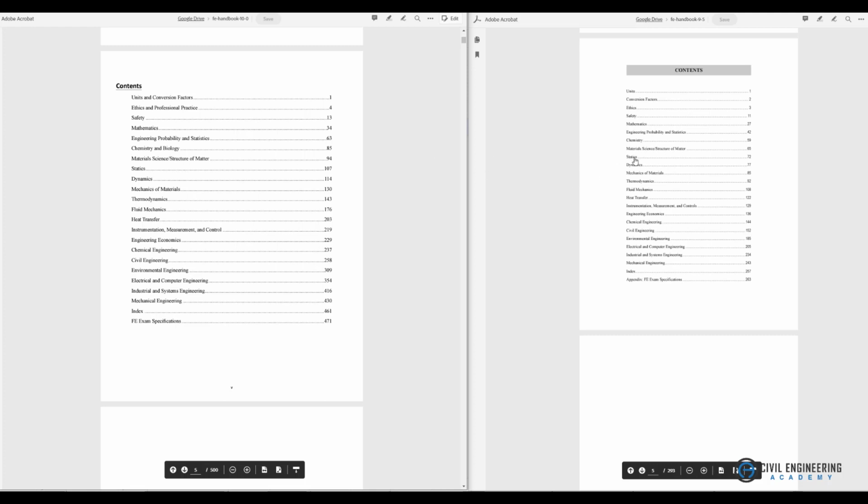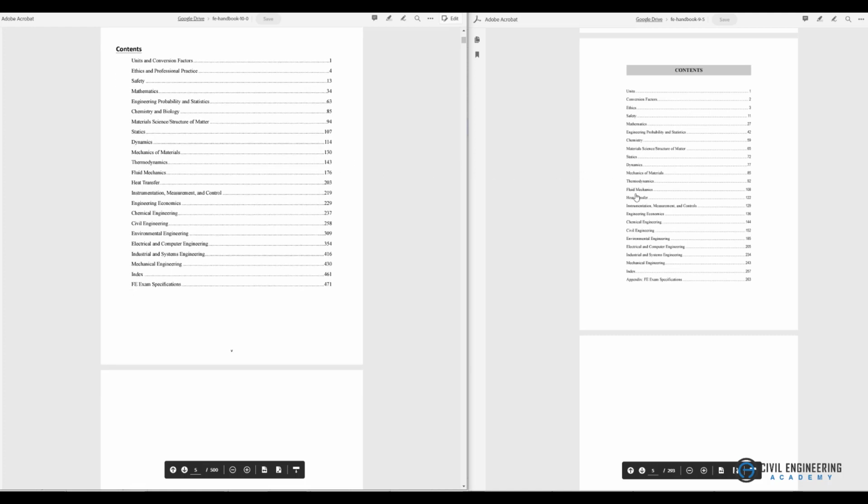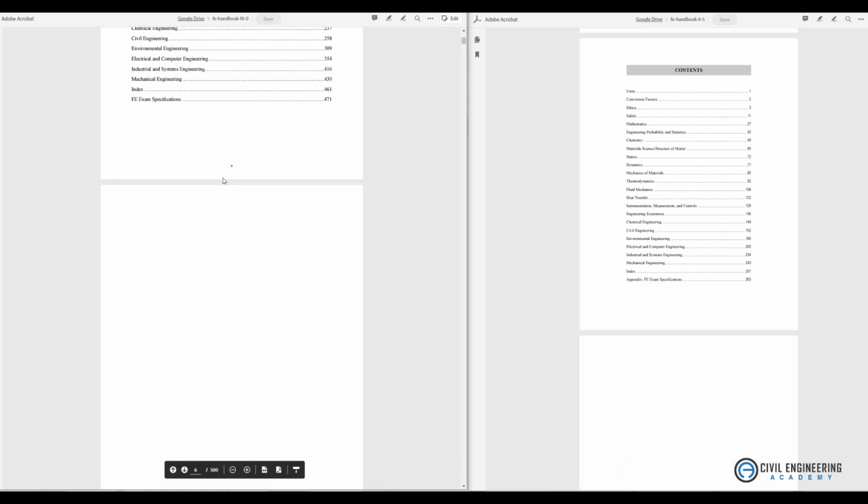Statics. Got statics on both, dynamics on both, mechanics of materials on both, thermodynamics on both, fluid mechanics, heat transfer, instrumentation, measurement and control, that's all there. Engineering economics is still on both, chemical engineering still on both. What's this one? Civil engineering, environmental engineering's there. Electrical and computer engineering still there. Industrial engineering still there. Mechanical engineering still there. Index and FE exam specifications, which is the same as appendix FE exam specifications. So, same topics, not seeing much change there.